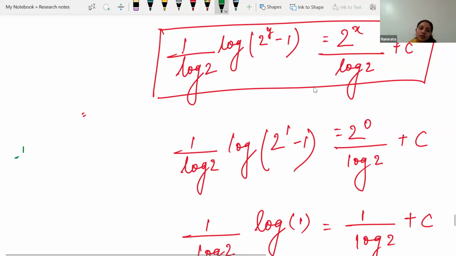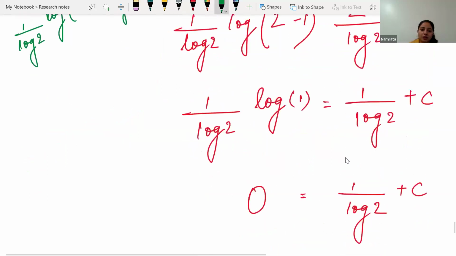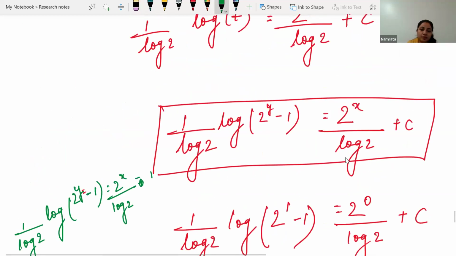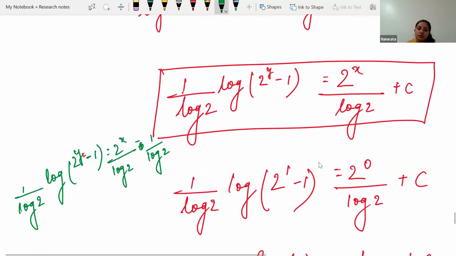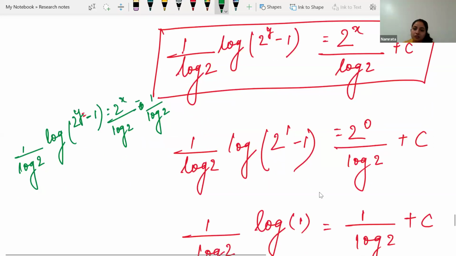So we are having 1 by log 2, log 2 to the power y minus 1 is equal to 2 to the power x by log 2 plus 1 by, okay, minus 1 by log 2, minus 1 by log 2. This is what we are getting once we substitute the value of C.